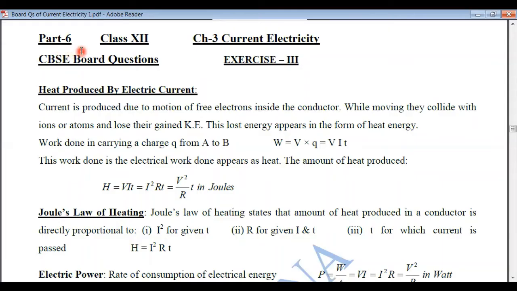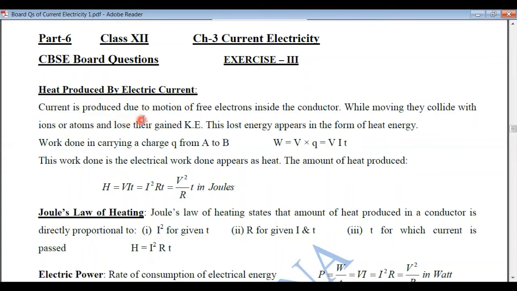This is the last part, part 6 of chapter 3, current electricity of class 12. In this part, we'll discuss the heating effect of electric current and also the board questions based on this topic. Okay, so this is the last exercise, exercise number 3. Now let's start with the first topic, heat produced by the electric current.